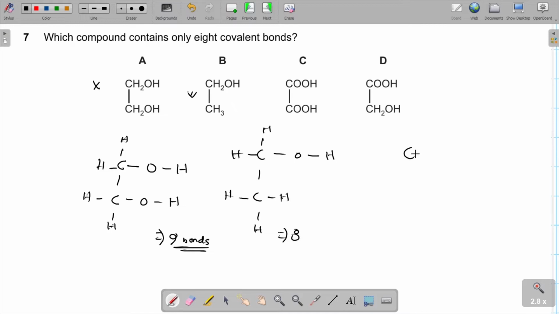Now let's try to draw structure C. So we have C double bond O, with 3 H and a C double O H. This is an acidic group. Let's count the bonds. 1, 2, 3, 4, 5, 6, 7, 8, 9. So this has 9 bonds. This is not going to work.